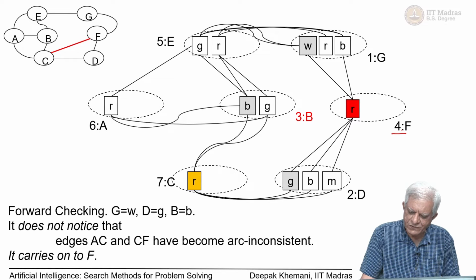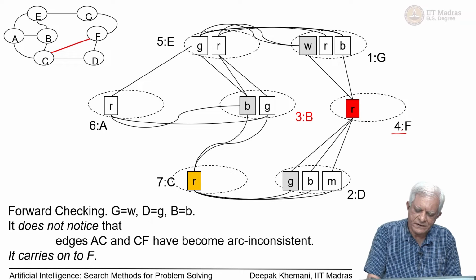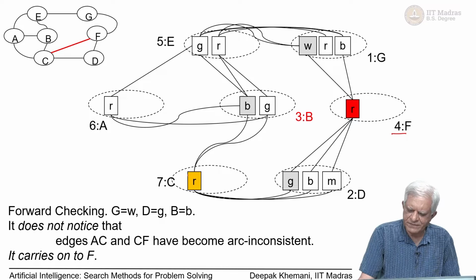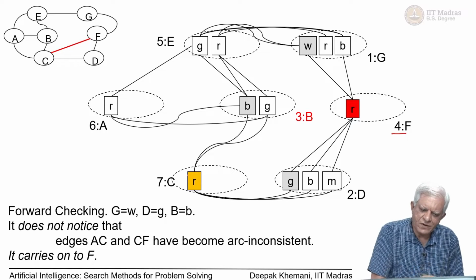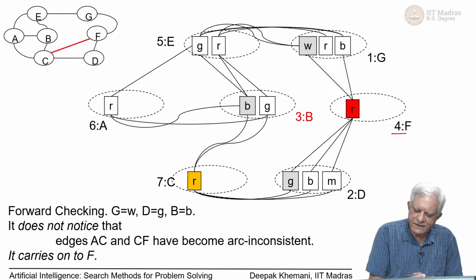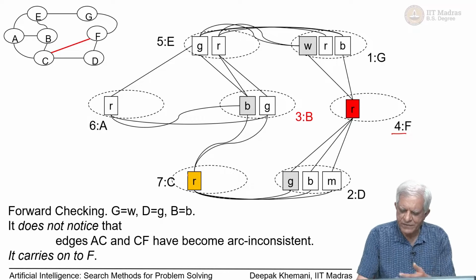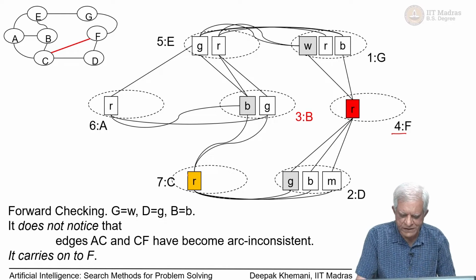When it chooses this value R, it will be forced to delete this R from C essentially. Why? Because as you can see on the top left, variable F is related to the variable C. Variable C had the value of R, and because you are choosing R for F, you have to delete it from there essentially.